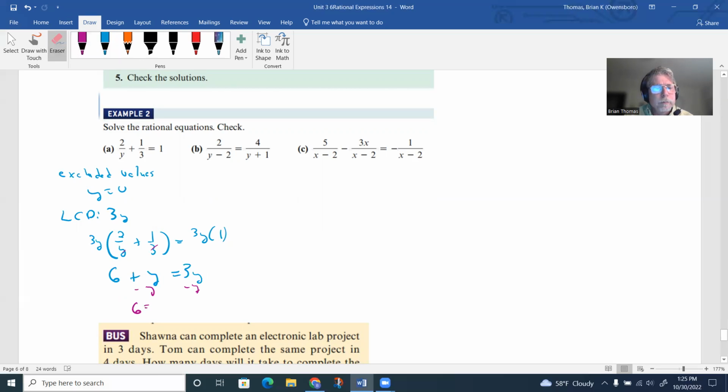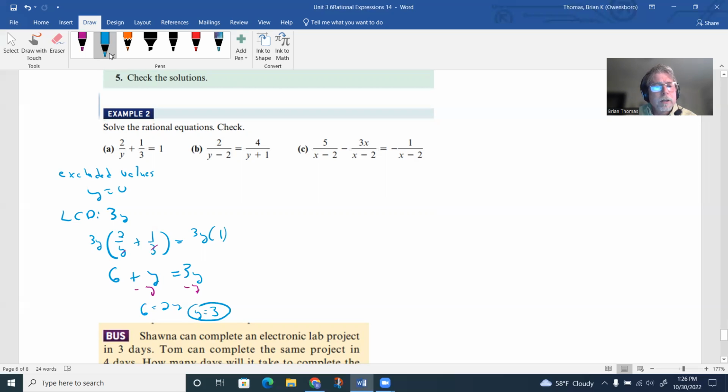Try that again. Switch over, didn't happen. So it's going to give me 6 equals 2y. If I divide both sides by 2, we end up with y equals 3. So since we didn't get 0, that should be our solution. If I double check myself, 2/3 plus 1/3 does equal 3/3, which does equal 1. So that does check out. So that is our solution to that problem.